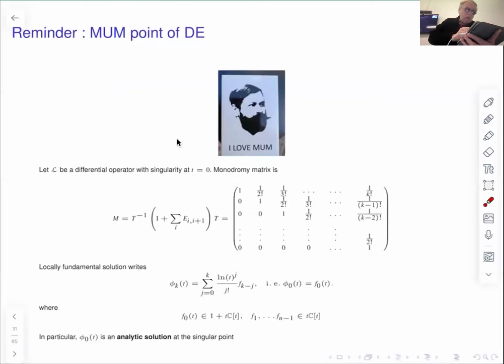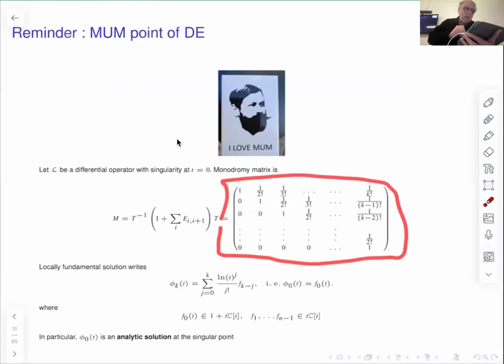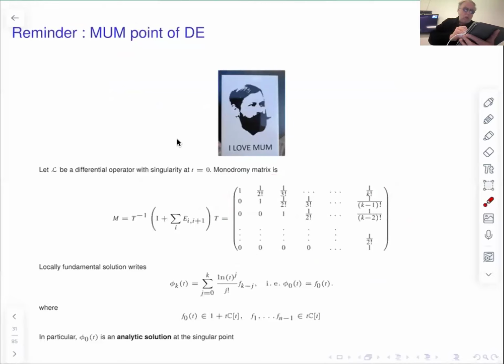It means that the Jordan block of this monodromy matrix at the origin is an upper triangular matrix with ones on the diagonal, and all other superdiagonals have coefficients of the exponential expansion. So the first superdiagonal is 1, the second is 1/2, then 1/3 factorial, and so on until 1/k factorial, with k the size of this monodromy matrix. This property is beautiful because it gives a very, very explicit and simple form for the so-called fundamental basis of Frobenius type.